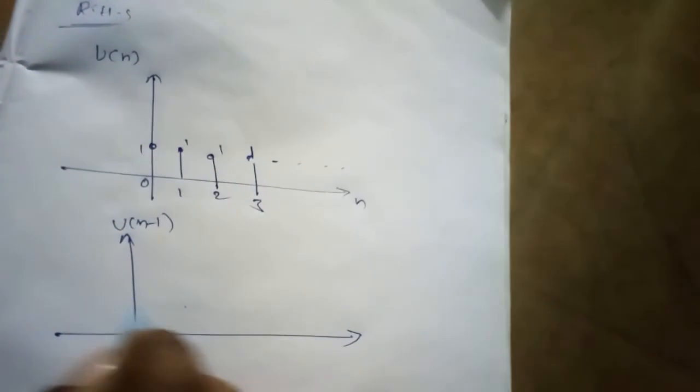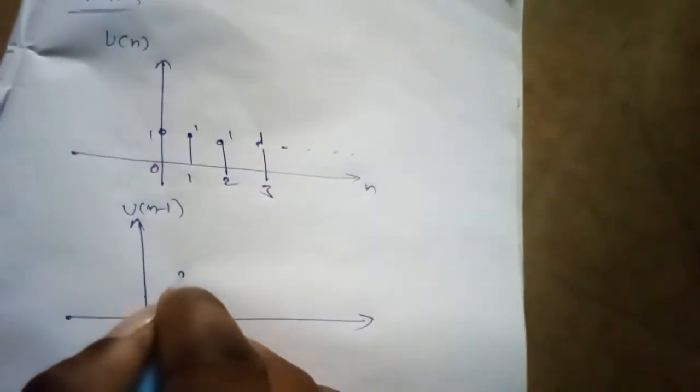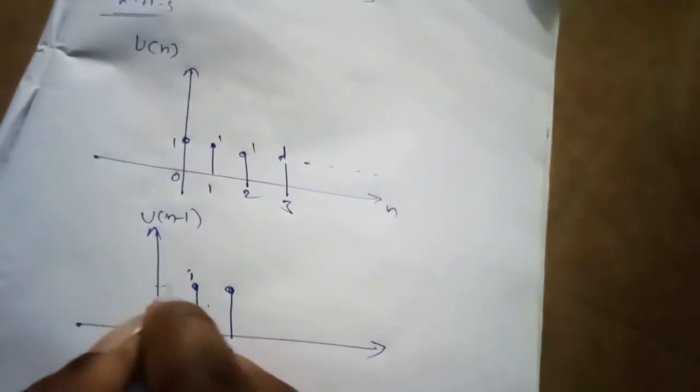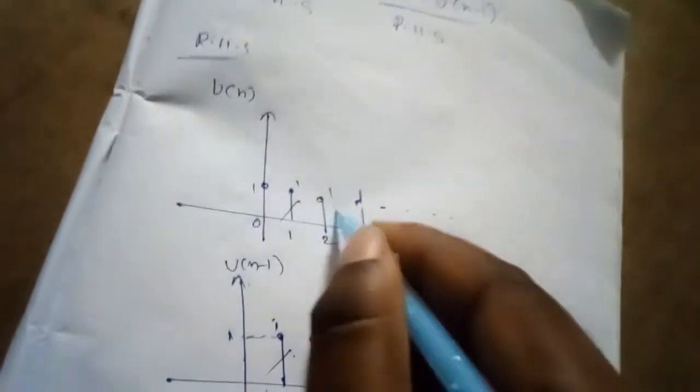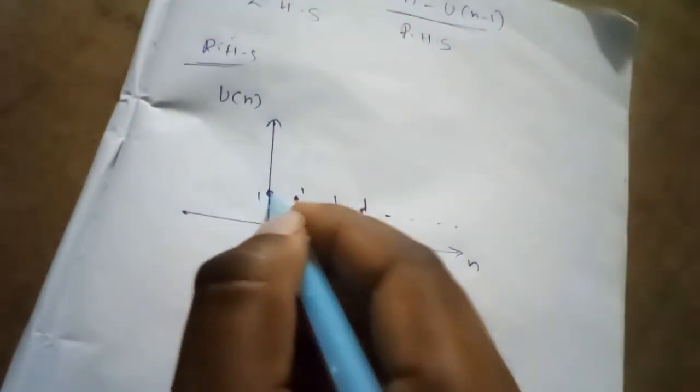Now for finding u of n minus 1, right shift: at 0 there is no signal. Here at 1 there is a signal, at 2 there is a signal, and the magnitude is 1. Like this. This is u of n minus 1. Now subtract u of n minus 1 from u of n. Now these are cancelled. Remaining is here.